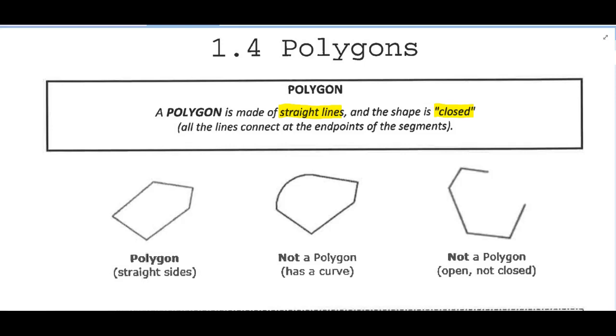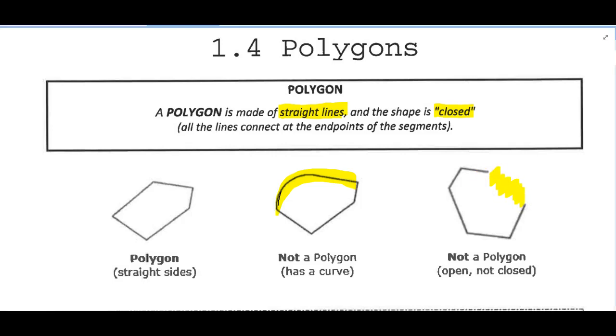So let's take a look at some examples here. This first one here, we have a polygon. Notice it is made up of all straight segments and they all connect at their endpoints. And then the second one is not a polygon because you notice it has this curved part over here, which makes it not a polygon. Okay, it has to have straight lines, straight segments. And then here, this is not a polygon because it's open over here. Okay, it has to be closed.